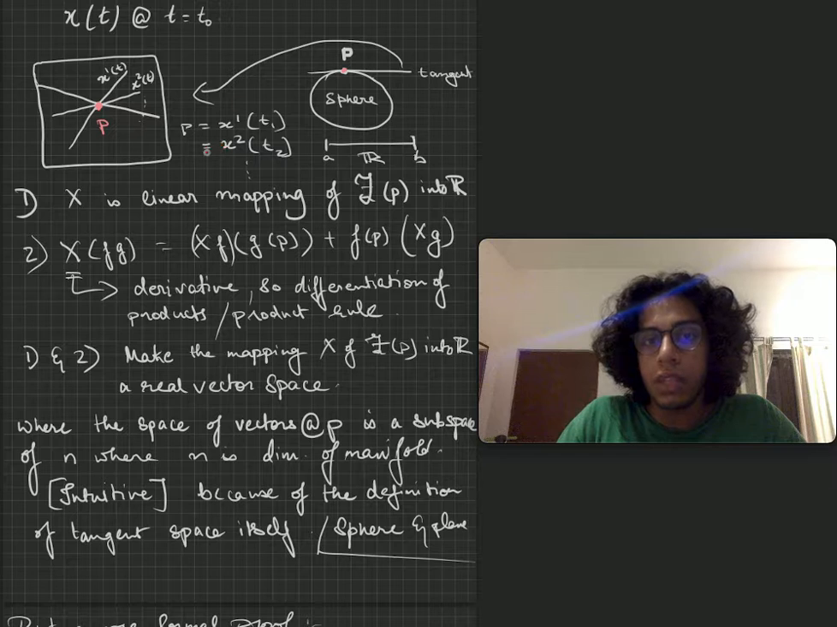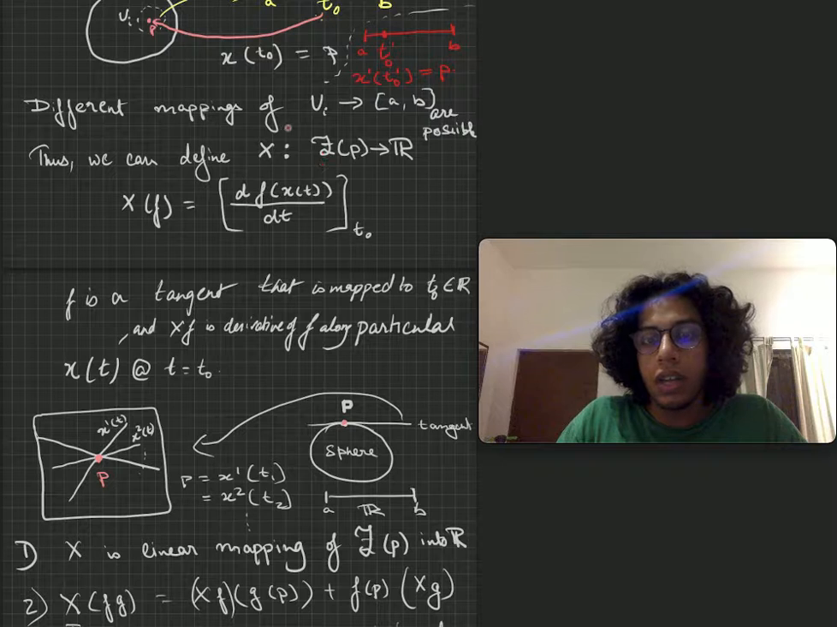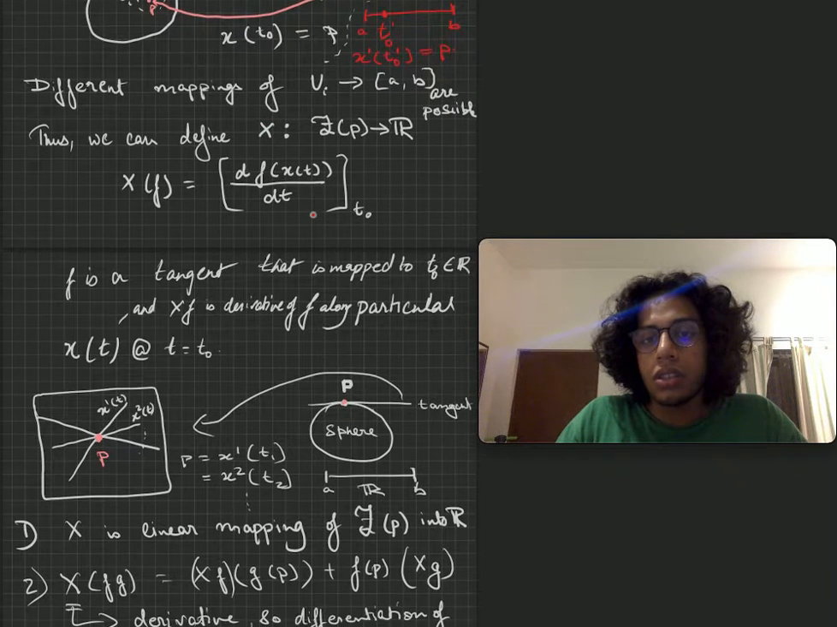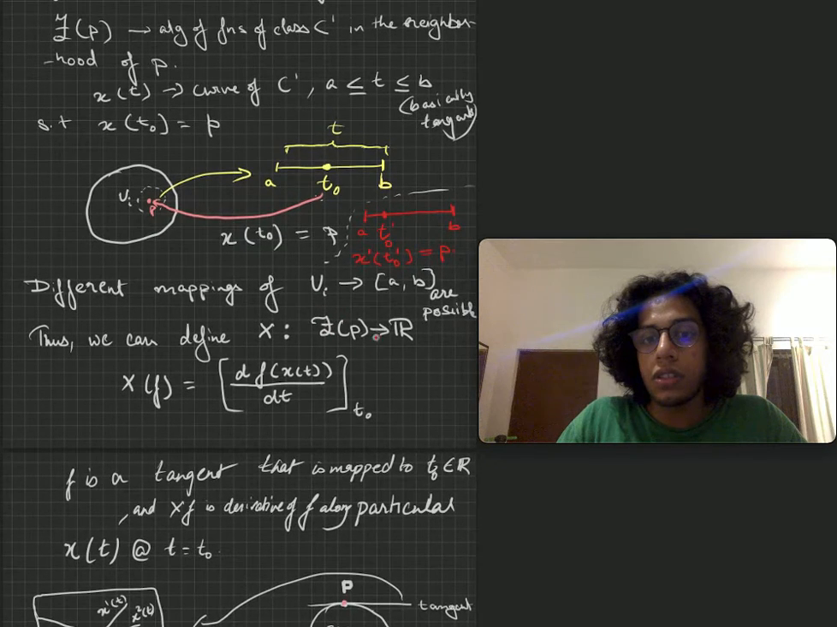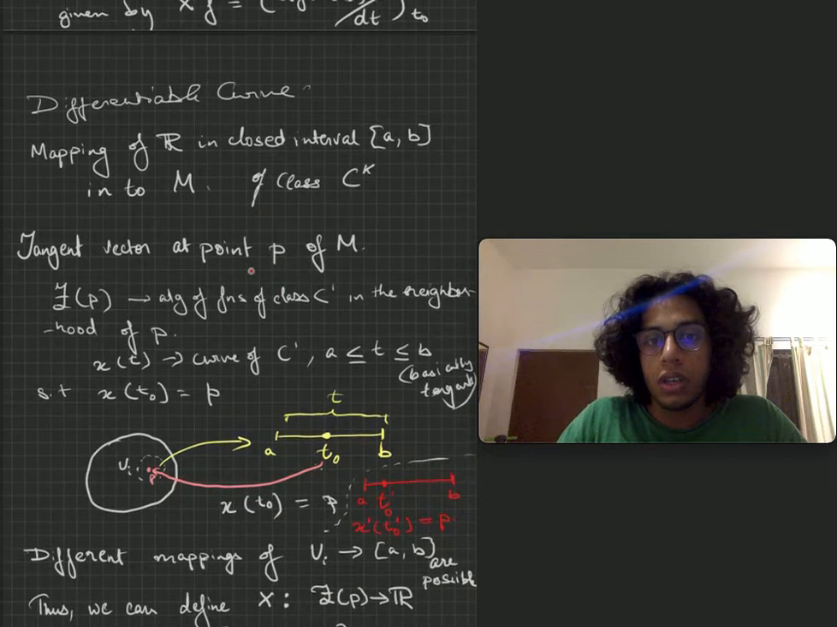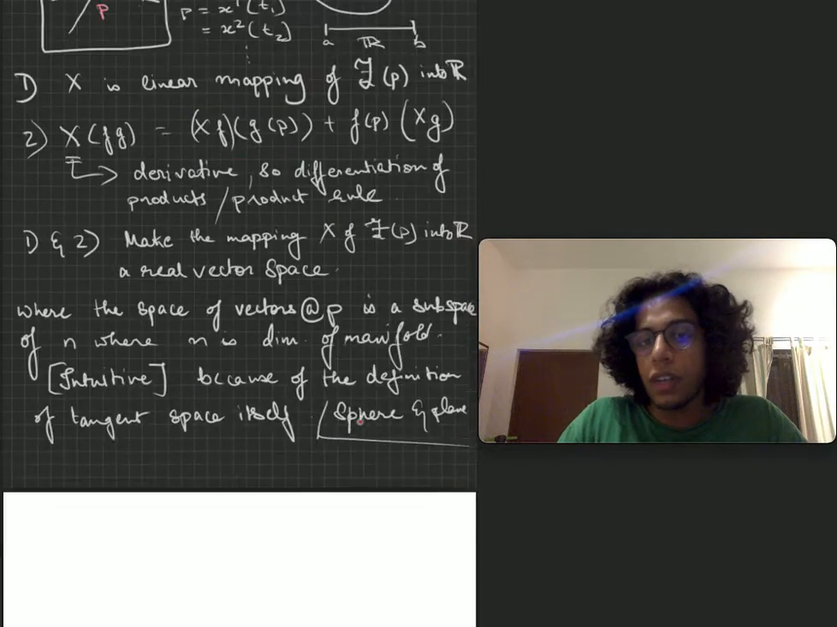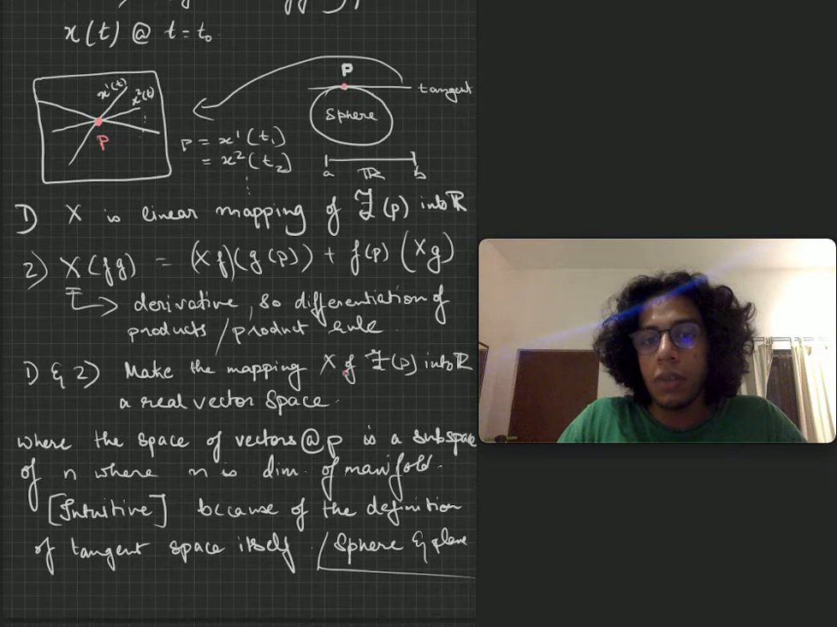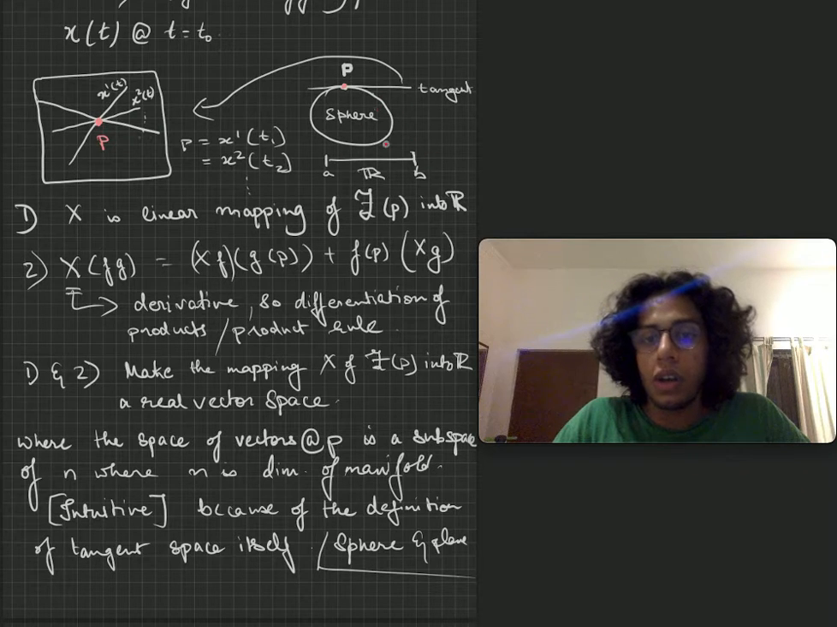F of p is basically the space of these curves that exist, but it's not really a space, because as given here, F is an algebra. It is a little abstract, but basically just think of it as a linear mapping of some curves F of p onto R. That is all that really matters.